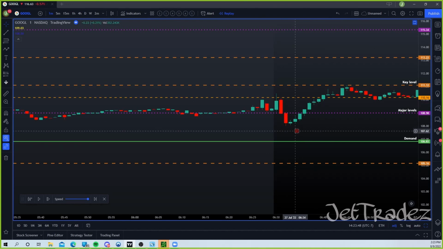The 1 minute entry for me would have been right exactly here, above 108.98. I wouldn't have gotten desperate to get in here because I want to see at least a rejection there.